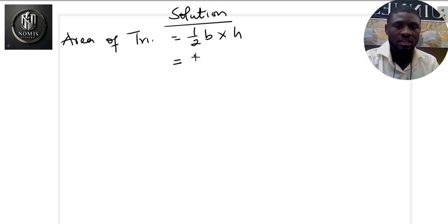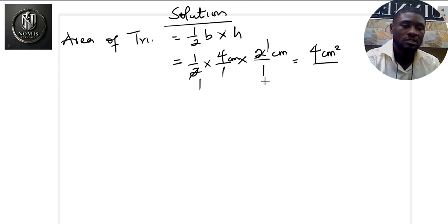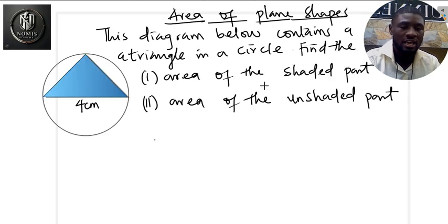Now the area of the shaded part is 1 over 2 multiplied by 4 over 1, which is the base, multiplied by the derived 2 centimeter height. So we have centimeter here, we have centimeter here. From here we can say 2 cancels 2. So we are left with 1 times 4, 4. 4 times 1, 4. Centimeter multiplied by centimeter, we have centimeter squared, over 1 times 1 times 1 is 1. So our final answer there is 4 centimeter squared. So that is the area of the shaded part.